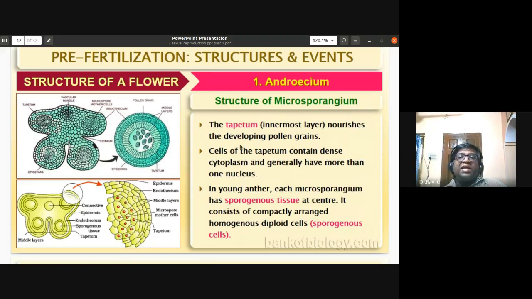which nourishes the developing pollen grains. If you look into the cells of the tapetum, they contain dense cytoplasm and generally have more than one nucleus. So the tapetum is going to nourish the developing pollen grains. That is the function of the tapetum, and having dense cytoplasm and more than one nucleus is a feature of the tapetum. Okay, it is almost like the yolk of the cell.